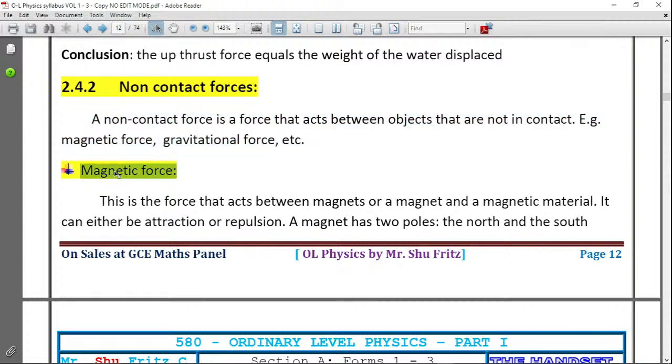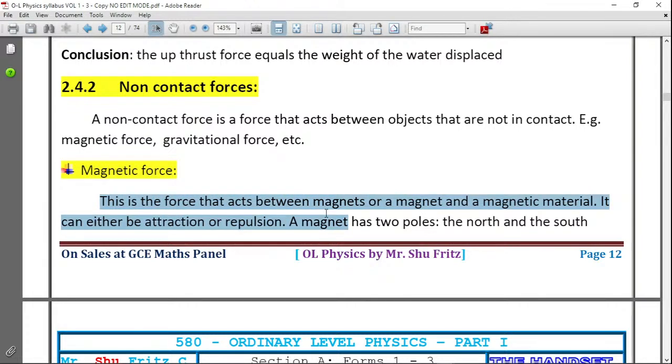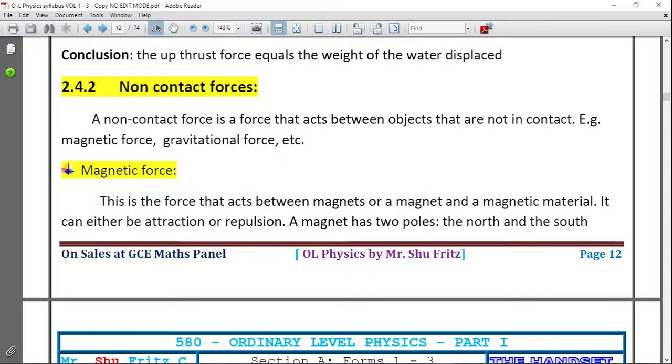Magnetic force is one of the first examples of non-contact forces, and this is the force that acts between magnets and non-magnets, or the force that acts between a magnet and a magnetic material. So the force that acts between a magnet and a magnetic material is what we call the magnetic force. It can also act between a magnet and a magnet, or a magnet and a magnetic material. It cannot act between a magnet and a non-magnetic material.